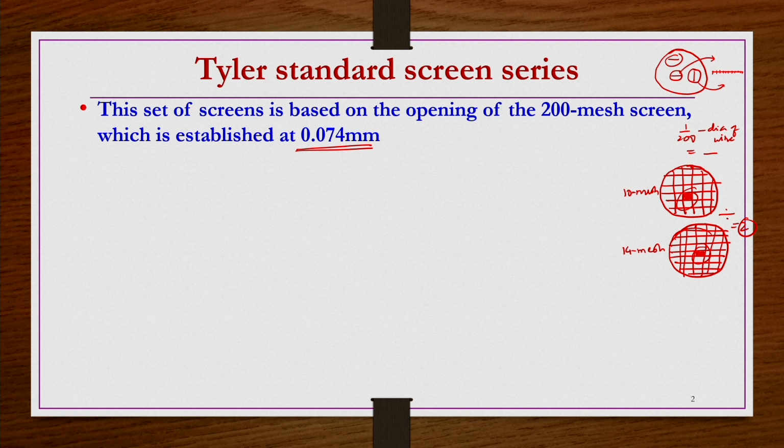This is how these meshes have been constructed. That is the reason after 10 mesh you will not have 11 mesh or 13 mesh, you will have the 14 mesh. So, a standard series can be designed. This is how these screens are designed, right. So, this is the area ratio.